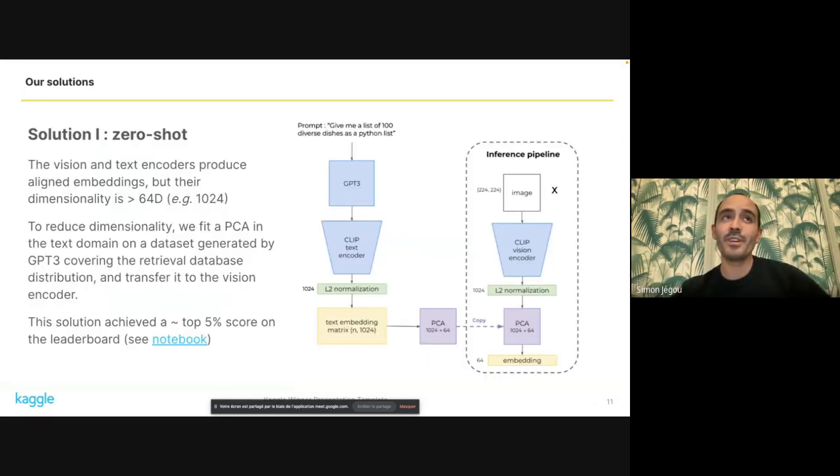So my contribution to this challenge personally was to design a zero-shot baseline. I was interested to know how far you can go without using any data, because I'm a bit lazy. The problem with the different CLIP models is that the embedding dimension is too high for the challenge. Basically for ViT huge, it's 1024. And so the question is, how do you reduce the dimension to 64?